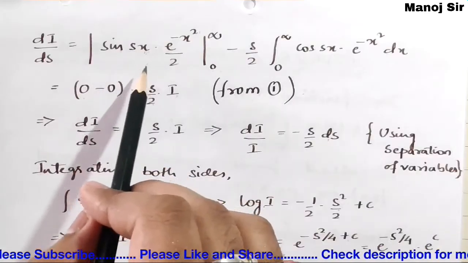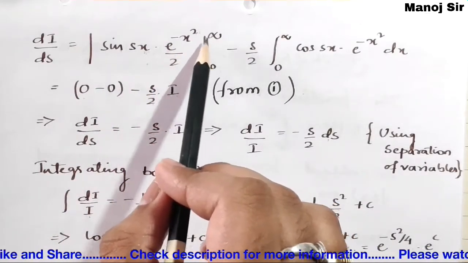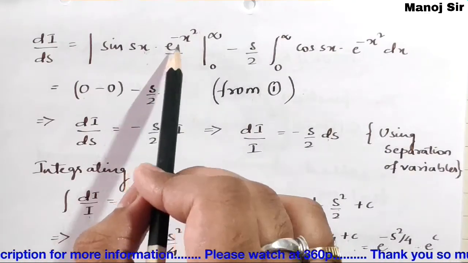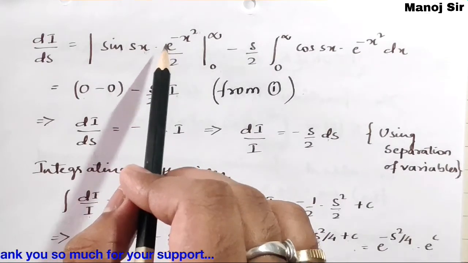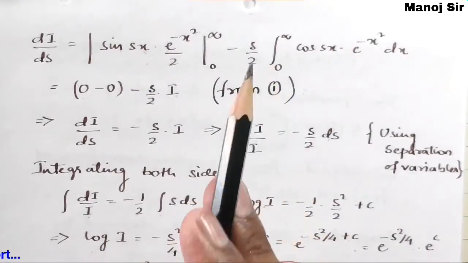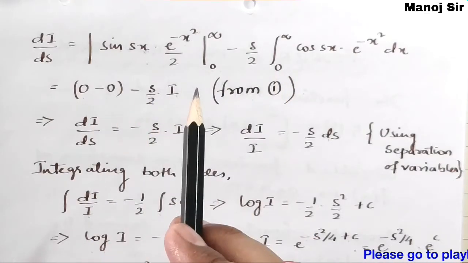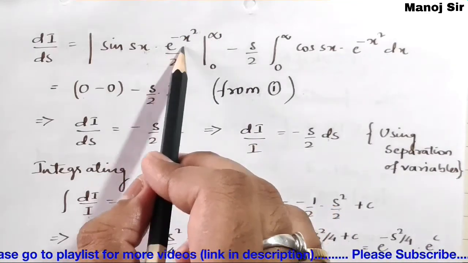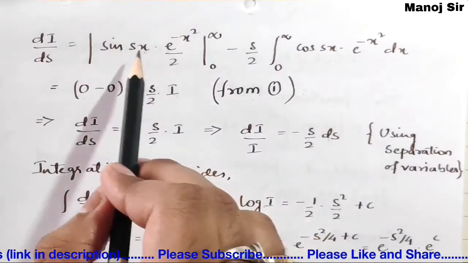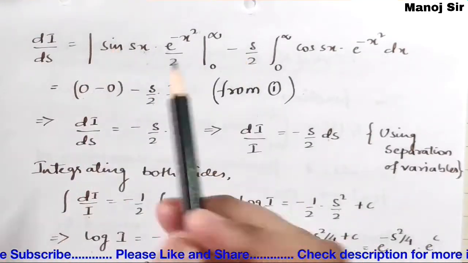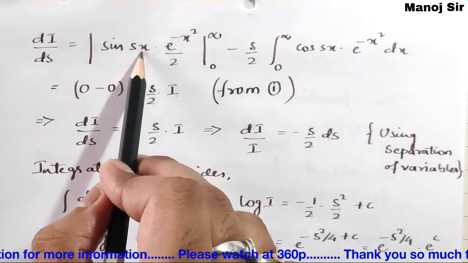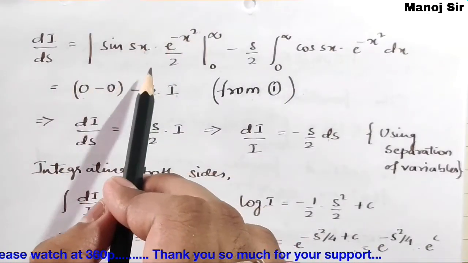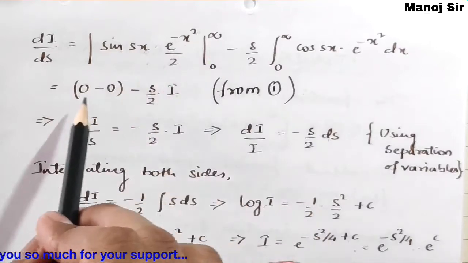We'll put limits for this term. If you put the upper limit, that is infinity, this is going to be e to the power minus infinity. And what is e to the power minus infinity? That is 0. e to the power infinity is a very large value, infinite, but e to the power minus infinity will become 1 upon e to the power infinity, that is 1 upon infinity, which is 0. If you put the upper limit, this whole term will become 0. And if you put the lower limit, sin 0 is how much? 0. So on putting the lower limit, this whole term will become 0. So for the first term, on putting limits, you will get 0 minus 0.